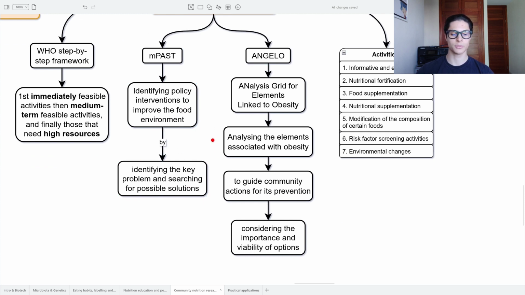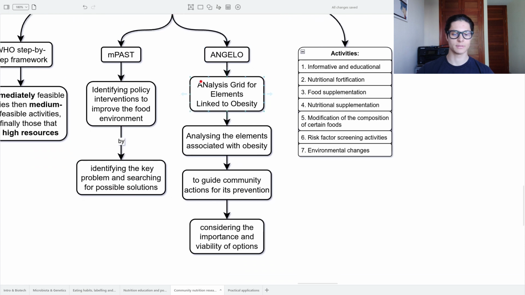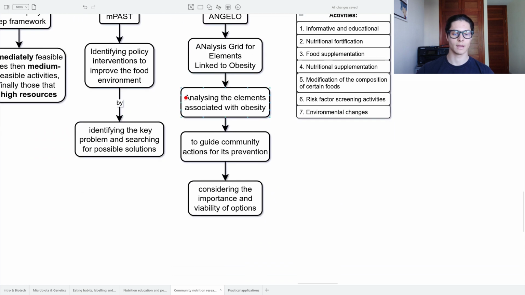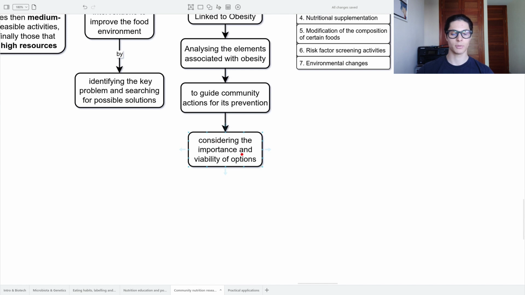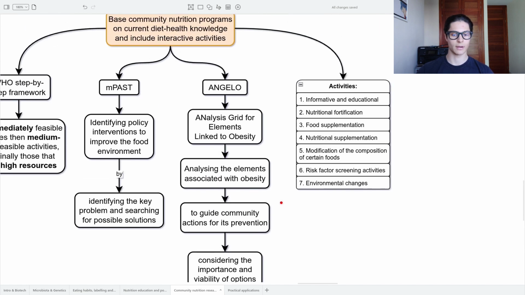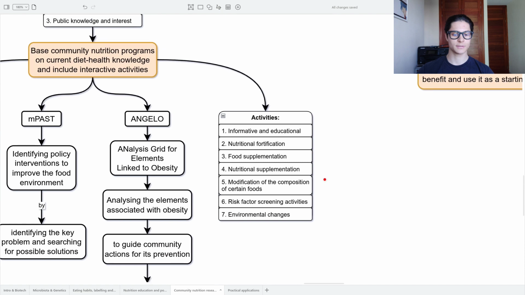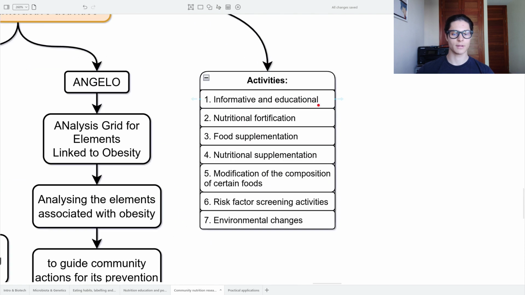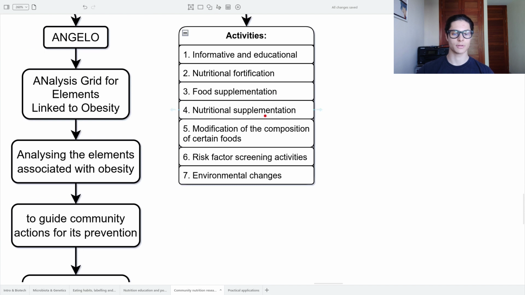searching for possible solutions. Then we have the ANGELO, which stands for the analysis grid for elements linked to obesity, analyzing the elements associated with obesity, for sure, to guide community actions for its prevention, considering the importance and viability of the options. Again, is it feasible? And the activities? Some examples will be informative and educational, nutritional fortification, food supplementation, nutritional supplementation as well, modification of the composition of certain foods, the risk factor screening activities, and environmental changes.